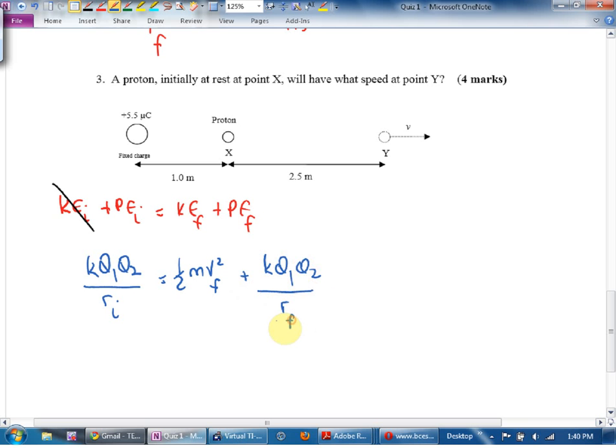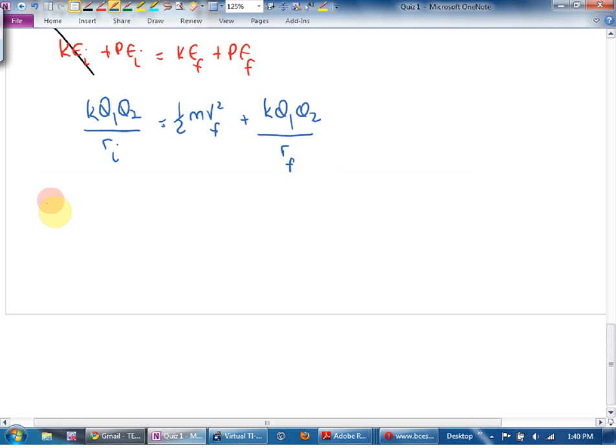I think I'm going to minus this to this side, crunch the numbers, and then I'll get the v squared by itself. So I'm going to write this as k q1 q2 all over r initial minus k q1 q2 all over r final. That equals a half m v final squared.